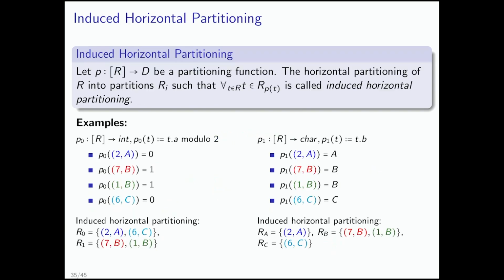And that's then called induced horizontal partitioning. Basically, given an input relation and given a partitioning function, you induce a certain partitioning of the data. You induce 2 partitions here, one where modulo returns 0 and the other where modulo returns 1. Here on the right side, you induce partitions that are defined by the value of the B attribute. If the B attribute is A, you end up in this partition. If it's capital B, it's here, capital C, it's there, and so forth. We had that in slide set 2 when talking about partitioning.